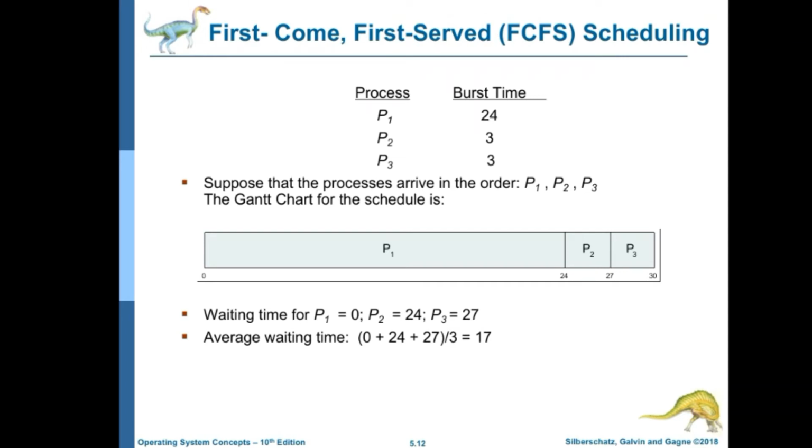First is first come first serve, or FCFS scheduling. It is the easiest and most simple CPU scheduling algorithm. It is both non-preemptive and preemptive scheduling. So, first come first serve.